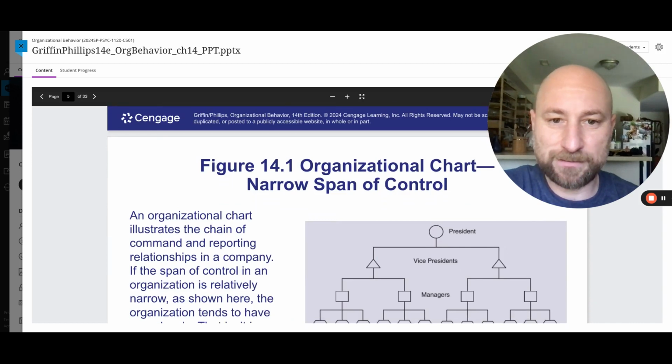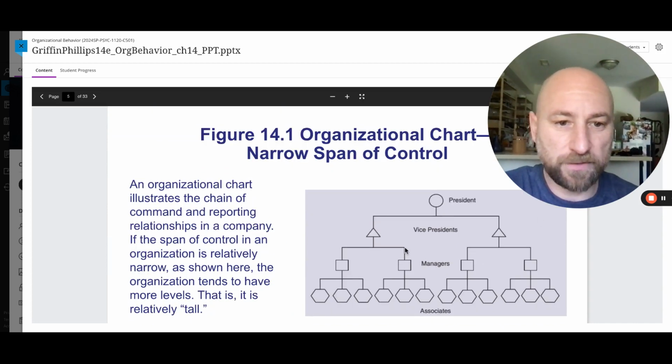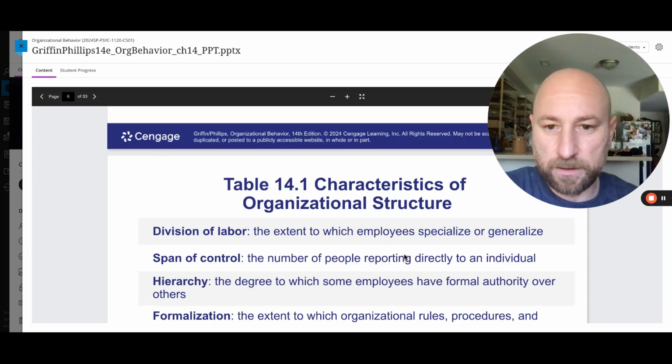Here is a sample org chart. And this chart has a narrow span of control. You've got the president, a couple of vice presidents, 2 managers under them, and then associates below them.